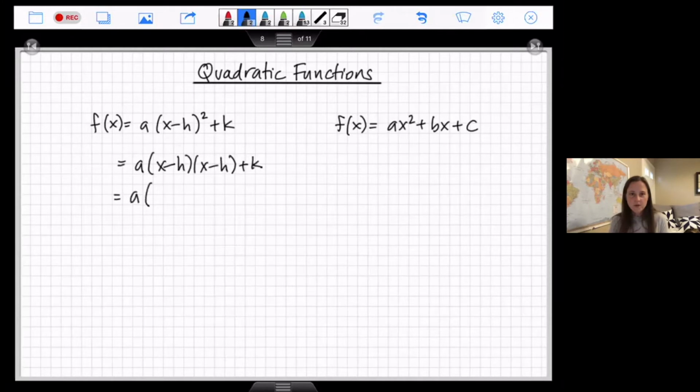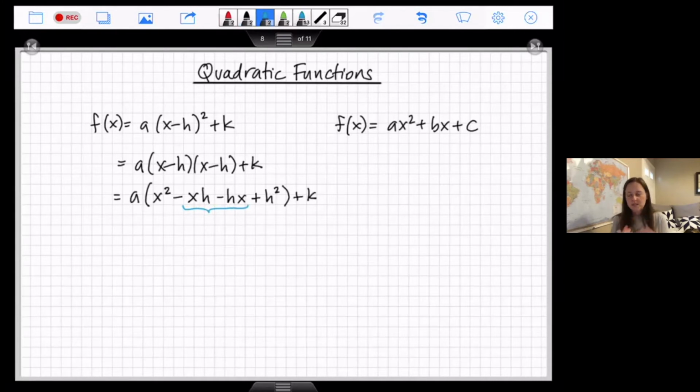Remember our FOIL, so the first terms give me x squared. The outer terms give me minus xh. The inner terms give me minus hx. And then the last terms are negative h times negative h. That's a plus h squared. And then this plus k is just hanging out at the end. It's actually going to keep hanging out for a few steps. All right, so I'm going to notice that in the middle here, x times h and h times x, those are really the same thing.